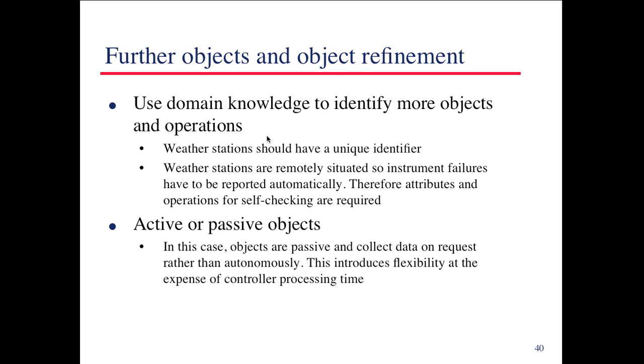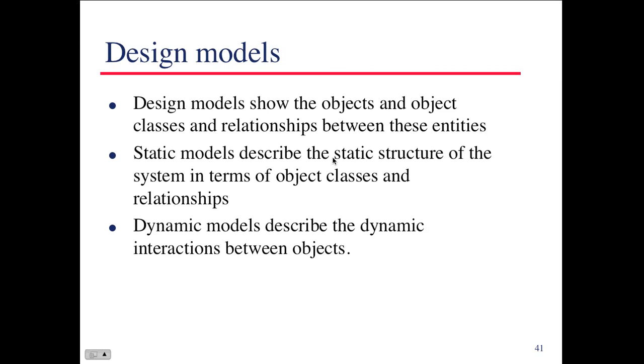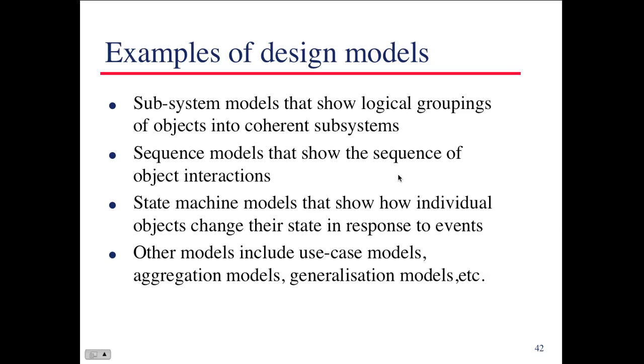So the weather station should have a unique identifier. Maybe the station is remotely situated in instruments. Maybe there's some failures. Anyway, active and passive objects. All sorts of different things can be added to it to further refine it. And then we design models. The models themselves can show, for example, classes and relationships between the entities, static models describing the static structure of the system in terms of the objects and their relationships, and dynamic models showing dynamic behavior between the interacting objects. Examples of the design model are subsystems, sequence, state machines, and others.